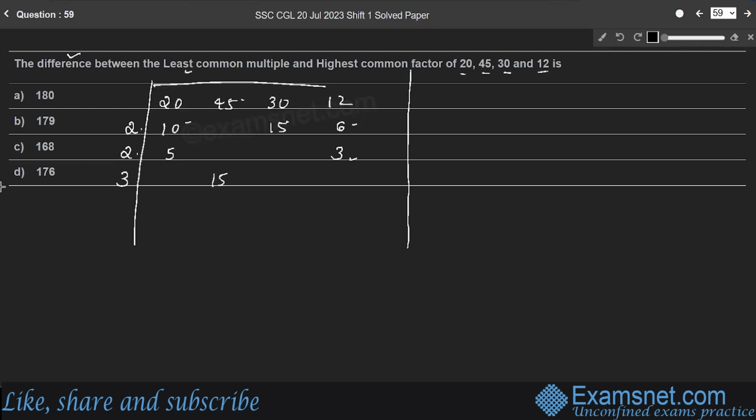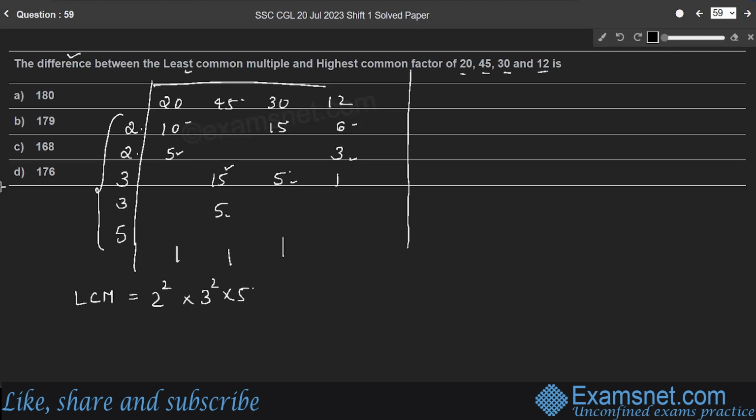3 into 15 is 45, 3 into 5 is 15, 3 into 1. Now we have one more number 15 which is divisible by 3. So 3 into 5. Now we have three numbers left, 5, 5 and 5. So here the common factor is 5. 5 into 1, 5 into 1, 5 into 1. Therefore, the lowest common multiple, LCM, is equal to the product of all these factors. So 2 square, into 3 square, into 5 is the LCM of the given four numbers.